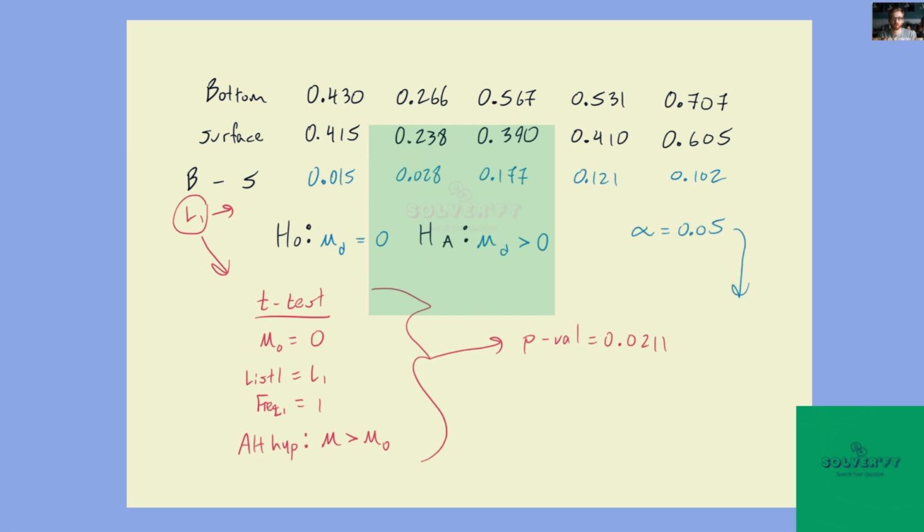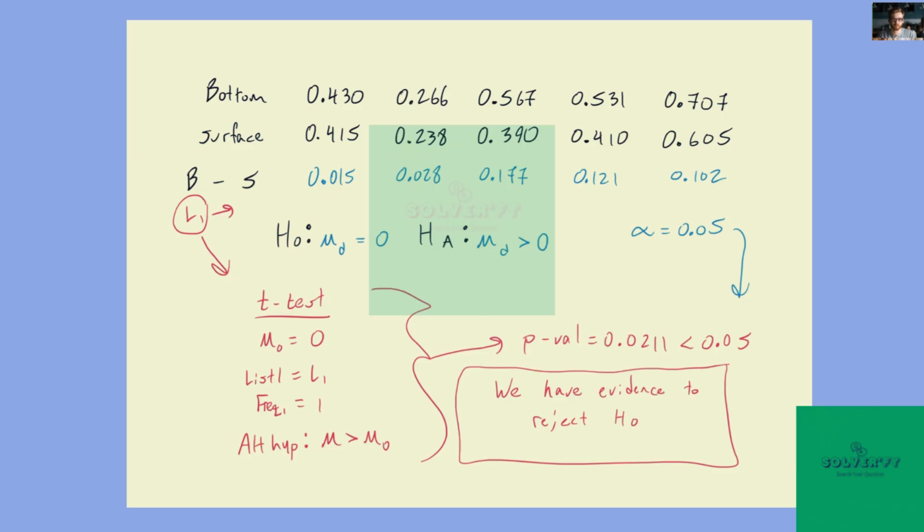And we weren't given a level of significance to compare to, but a standard level of significance would be 0.05. And when we compare our p-value to the level of significance, our p-value is less than the level of significance. And if that's the case, when our p-value is less than the level of significance, that means that we have evidence to reject the null hypothesis. And here, if we have evidence to reject the null, that means we can support or conclude that the average concentration in the bottom water does exceed that of the surface water.